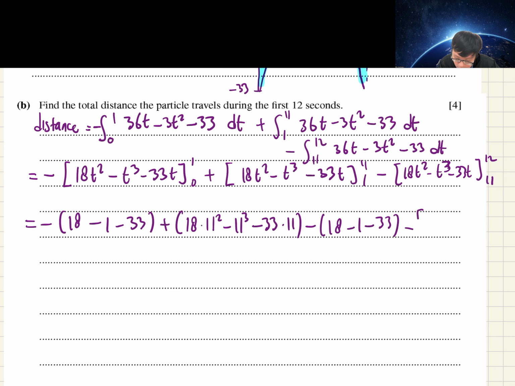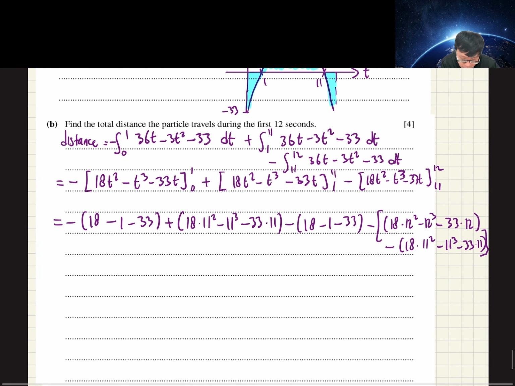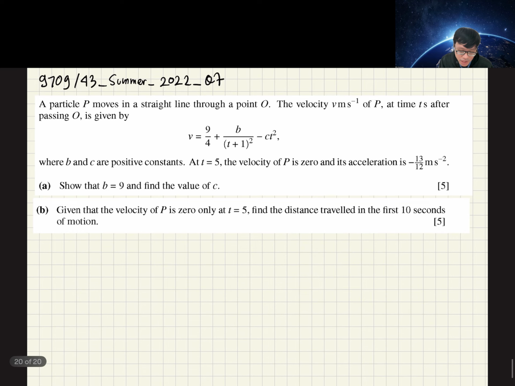And then minus, big bracket, you plug in 12: 18 times 12 squared minus 12 cubed minus 33 times 12, and then minus, plug in 11: 18 times 11 squared minus 11 cubed minus 33 times 11. Now, you plug into the calculator, you get 532 meters. That's the total distance. Move on to the last question here.